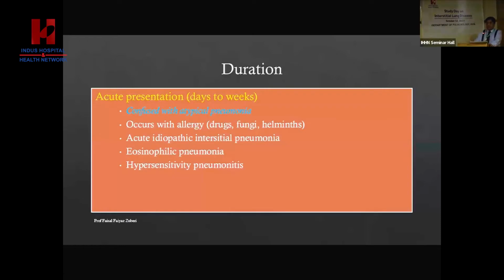The next important question in history, which is very important, is the duration. Certain ILDs have a predilection. For example, an acute presentation, which starts from days to weeks, may be seen with allergy, acute idiopathic interstitial pneumonia, eosinophilic pneumonia, and HP, hypersensitivity pneumonitis. But in all of these, one has to exclude atypical organisms causing atypical pneumonia, for example.